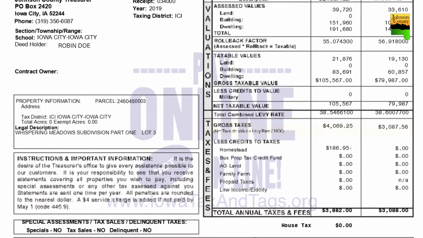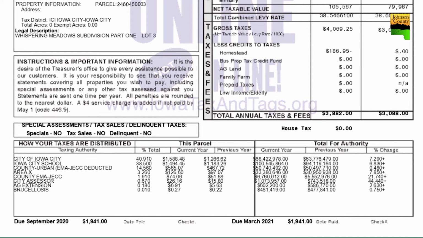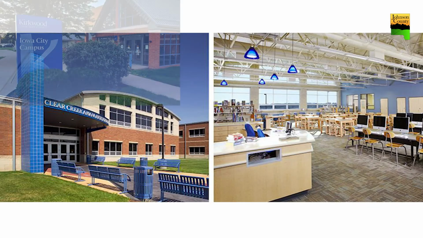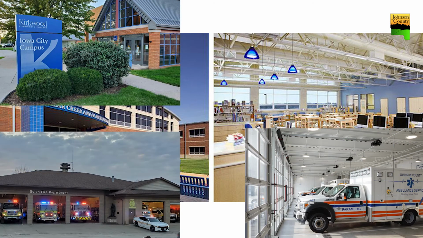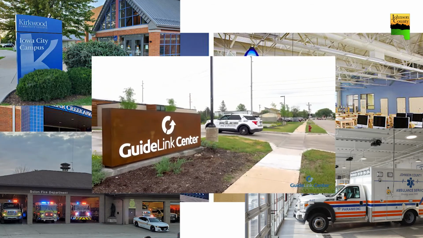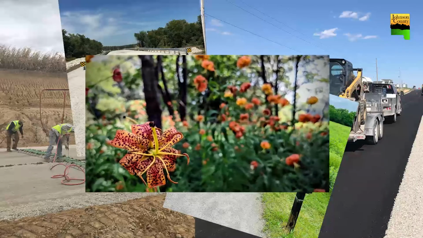You can find a breakdown of taxing authorities and services that collect taxes from your property in the lower box labeled How Your Taxes Are Distributed. These taxing authorities differ depending on the location of your property. Your property taxes help fund schools, community colleges, and first responders like Johnson County Ambulance, firefighters, and law enforcement. Your taxes also fund streets and roads, bridges, trails, parks, and utilities.